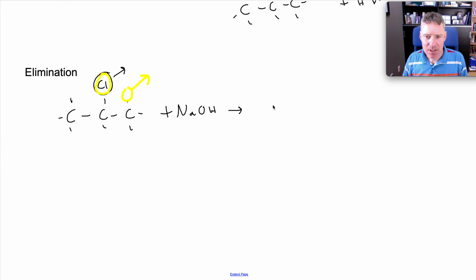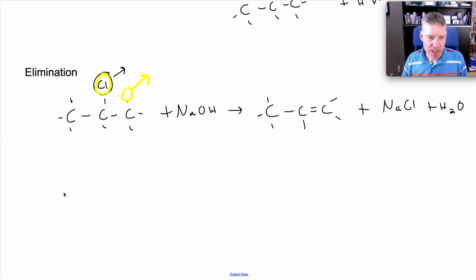So when this happens, we have 3 carbons left over. The Cl and the H go, so we get a double bond. The other hydrogens stay put. So we go from an ane to an ene, and then we've got a few other products. The sodium and the Cl will make sodium chloride. So the chlorine becomes chloride, and you get a water between the H that came off and the OH. So that's one of our elimination types.